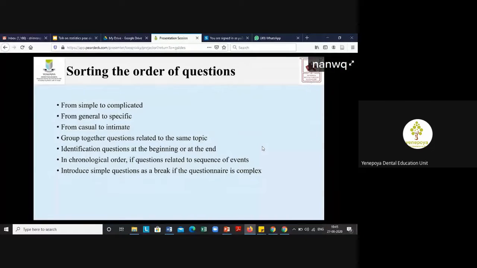Use chronological order if the questions are related to a sequence of events. And introduce simple questions as a break if the questionnaire is complex. My questionnaire in my first short term had around 40 questions. Because it was a scheduled interview, I could get answers for all the questions. But one thing I learned was, a scheduled interview can go up to 4 to 5 hours per patient. So if you are having 40 or 50 questions, please introduce simple questions, so that it doesn't become monotonous.